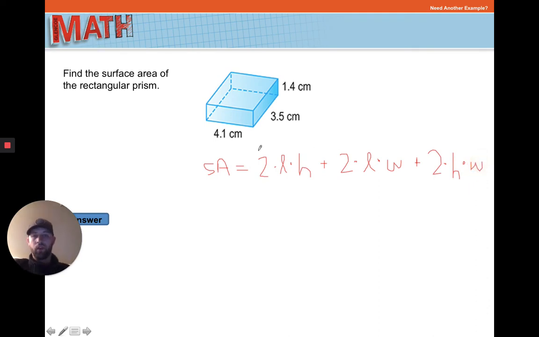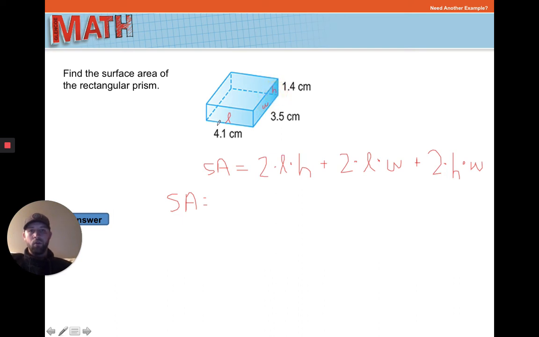So again, I have 3 separate multiplication problems I have to take care of. But first, I have to plug in what I know. I have to fill in numbers for these letters here. We should probably look at, first of all, what is the length, what's the width, what's the height. Here's the length, right in front. How long is the shape? How wide is it? That's this one right here. And how tall is it?